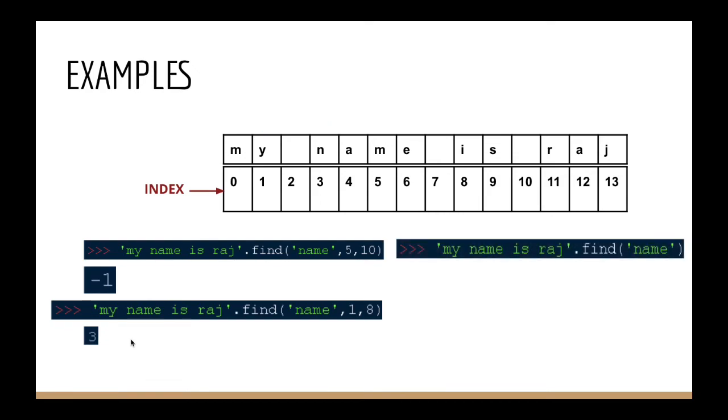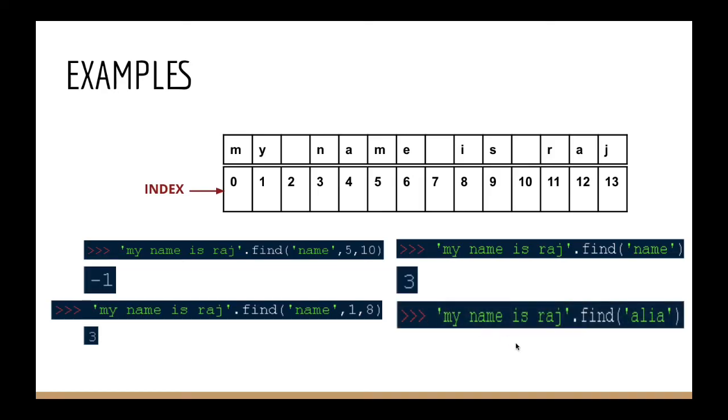If I consider another case where I do not specify the range and give my name is Raj dot find name, here I haven't specified the range, so it will continue to search the entire string, and within the entire string, if it finds the substring name, it will return the index of the first character n. What is the index of the first character n? It is 3. Therefore, 3 is returned in the output screen.